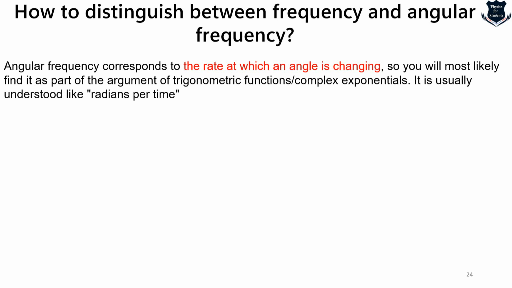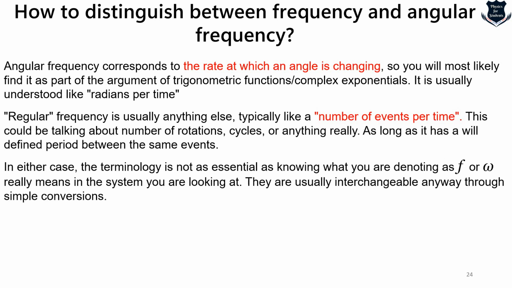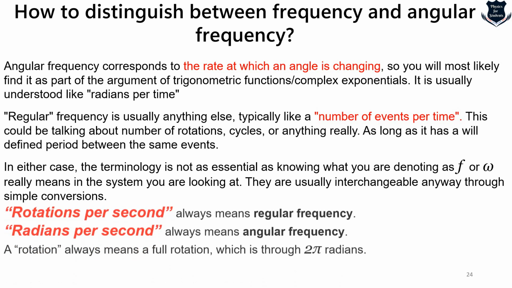It is found in the argument of a trigonometric function or in a complex exponential, and it is radians per unit time. Regular frequency is something different. It is the number of events per unit time. This is the rate at which an angle is changing, and this is the number of events per time. In either case, the terminology is not essential, as knowing what you are denoting as f or omega really means in the system you're looking at.